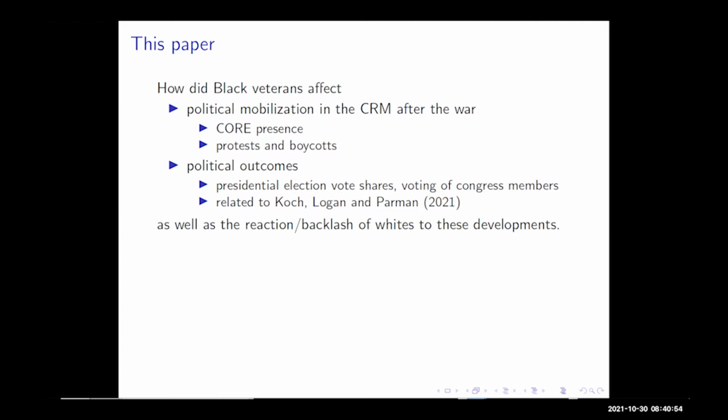And for this, we have different kinds of data from the CORE, as well as some data from newspapers on protests and boycotts. So this is the political mobilization part. And then we want to see whether this actually translates into changes in political outcomes, such as presidential election vote shares, where we in particular look at the vote share for Strom Thurmond in 1948, which in the literature is a common proxy for pro-segregationist tendencies.